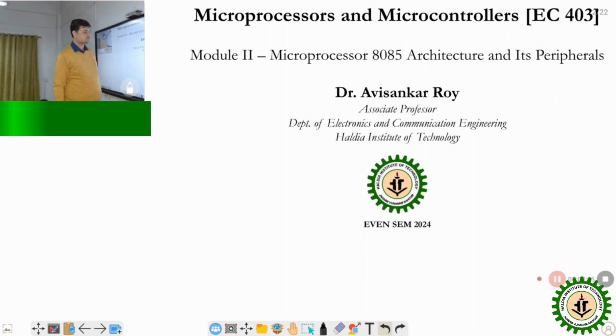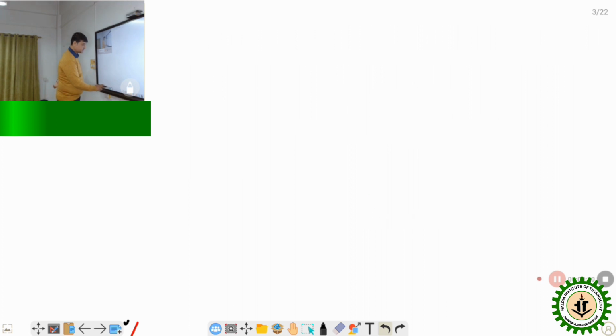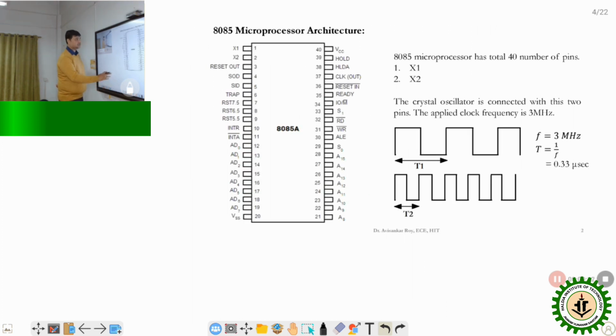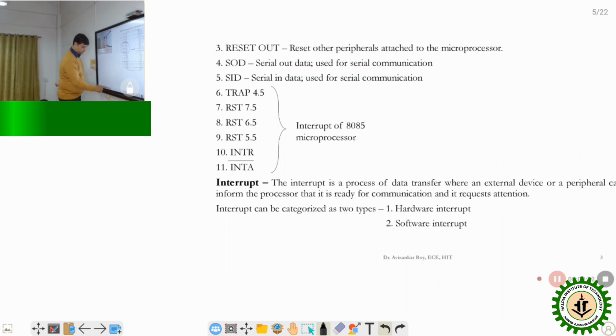Today we are going to discuss the interrupt part of the 8085 microprocessor. So now we start the interrupt part. This is the architecture of the 8085 microprocessor, and it has a total of 40 pins. Among the total 40 pins, pin number 6 to pin number 11 consist of the interrupt part of the 8085 microprocessor.